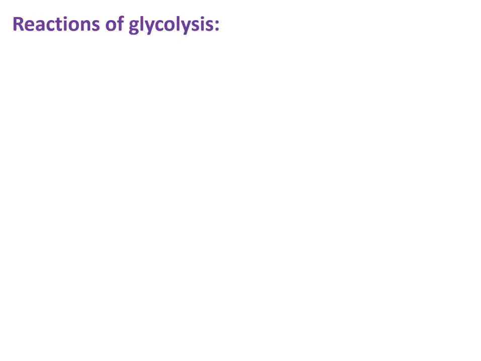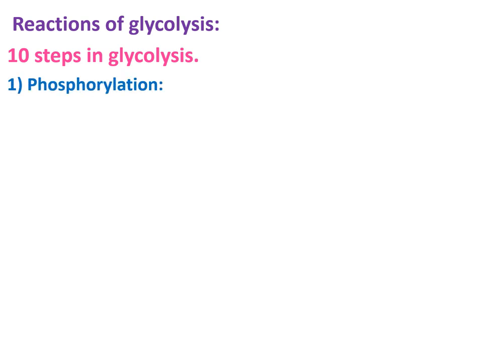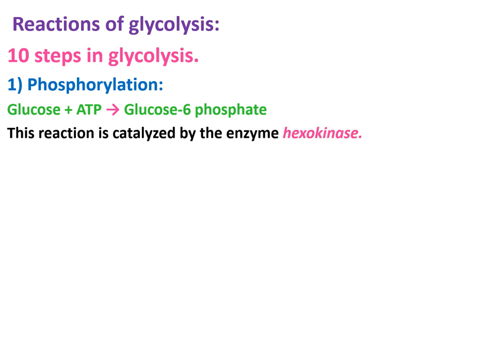Let us see the reactions of glycolysis. There are 10 steps in glycolysis. First step, phosphorylation. In this, glucose consumes ATP to form glucose 6-phosphate. This reaction is catalyzed by the enzyme hexokinase.